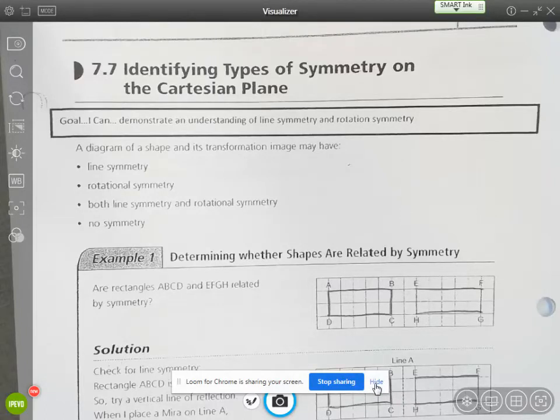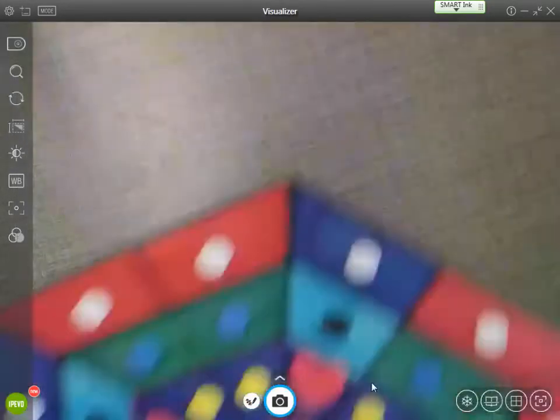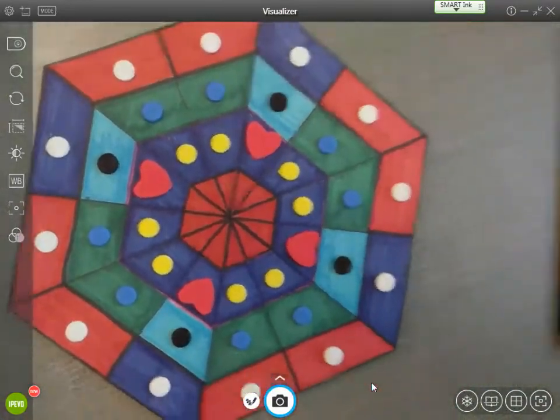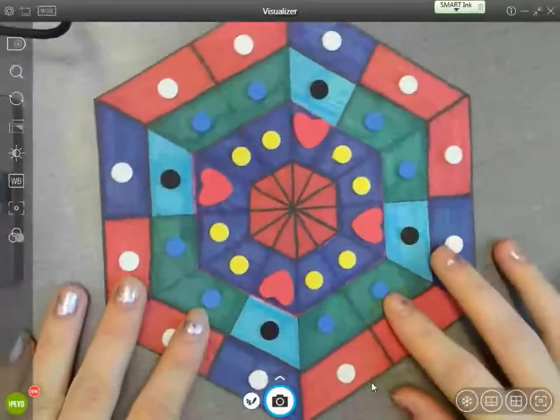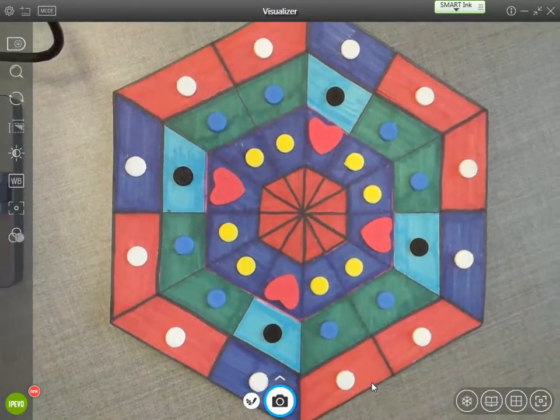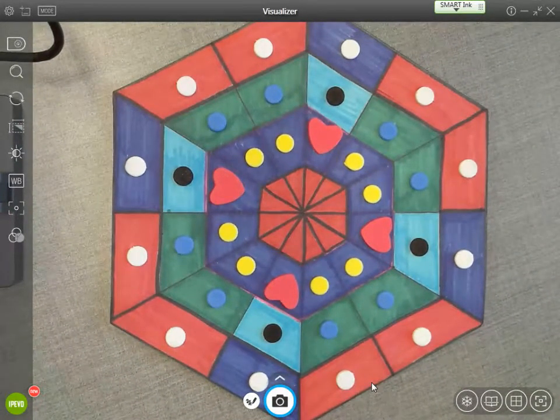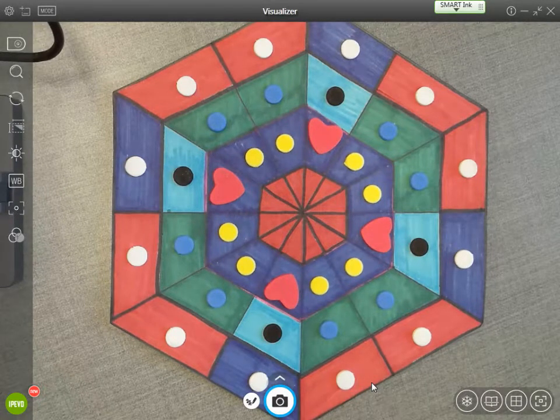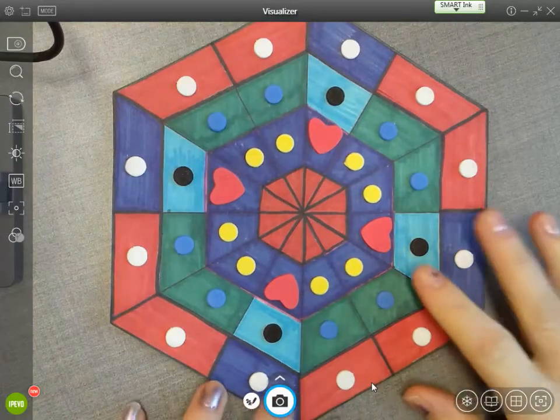Today we're going to be looking at the last lesson for Chapter 7, 7.7, Identifying Types of Symmetry on the Cartesian Plane. Before we get into that, we're just going to go through an example of the last two lessons. If I had this object right here, and I were to ask you, is there any symmetry in this object? There are two things that you need to be looking at.